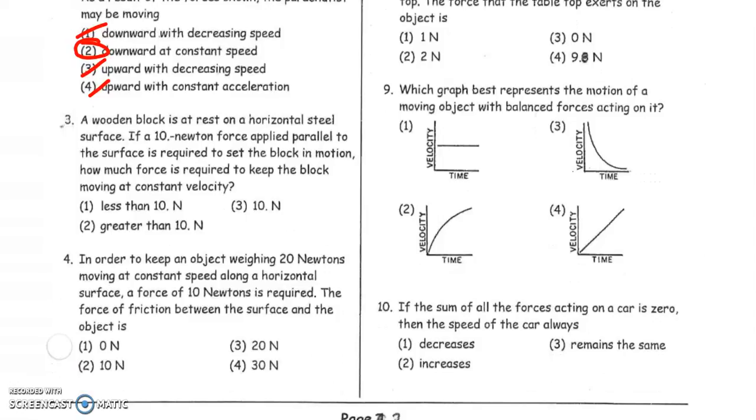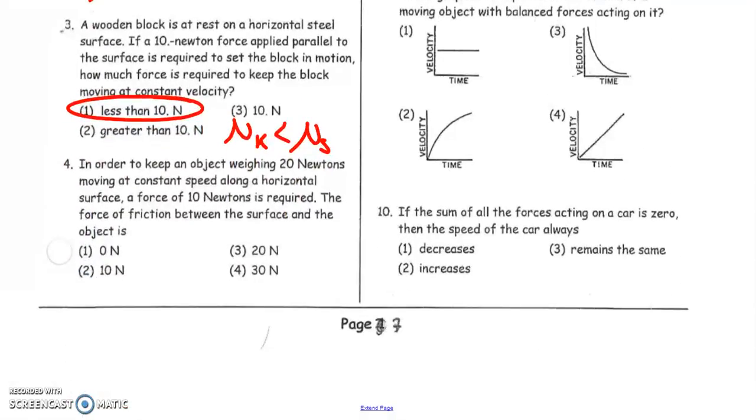Number 3, we have a wooden block at rest on a horizontal steel surface. A 10 Newton force is applied parallel to the surface, which is required to set the block in motion. How much force is required to keep the block moving at a constant velocity? Those of you that originally had 10 newtons, you're forgetting the fact that the kinetic coefficient of friction is less than the static coefficient of friction, meaning that once you get it moving, it's now a kinetic case. So I don't know what the number is going to be, but I know it's going to be less than 10.